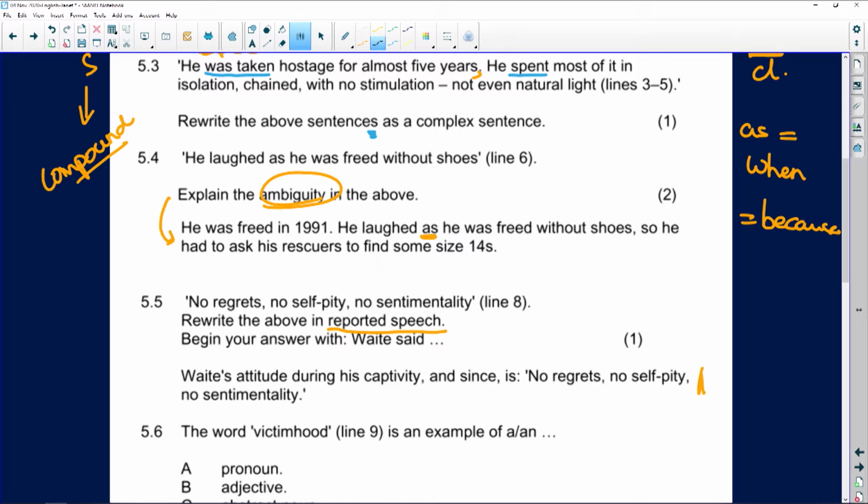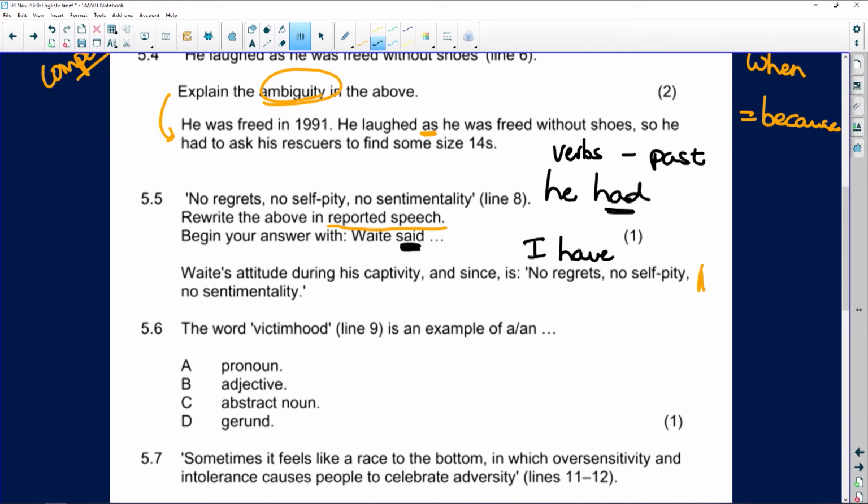Waite said that. Now, when this verb is in the past, any verbs that you are going to use in the reported speech must also be in one of the past tenses. So, when he says no regrets, no self-pity, I'm imagining he says, I have no regrets, no self-pity, whatever. So, Waite said that he had had.